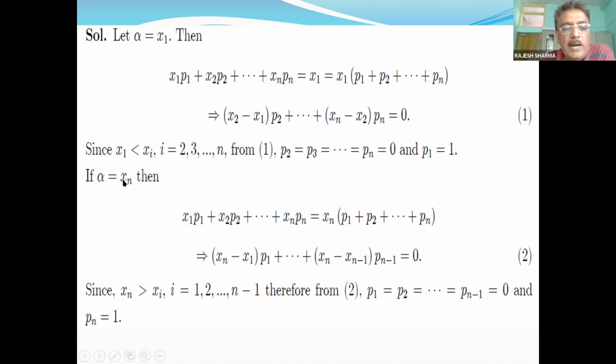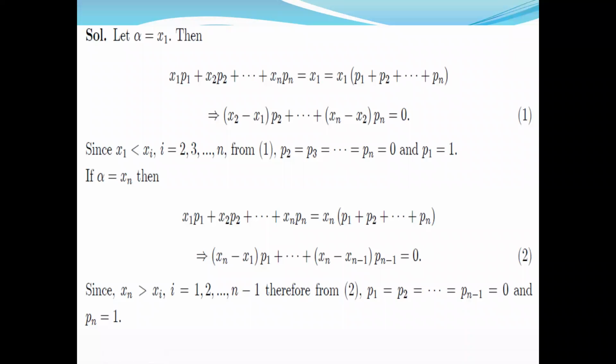Now, the same argument when alpha is equal to xn, then x1 p1 plus x2 p2 plus xn pn, we can write in this form. So xn pn here cancels out. So xn minus x1 pn plus on up to xn minus 1 pn minus 1. Again, for the same argument, we have p1, p2 up to pn minus 1 are 0 and pn is equal to 1. Is this clear? Yes, sir.